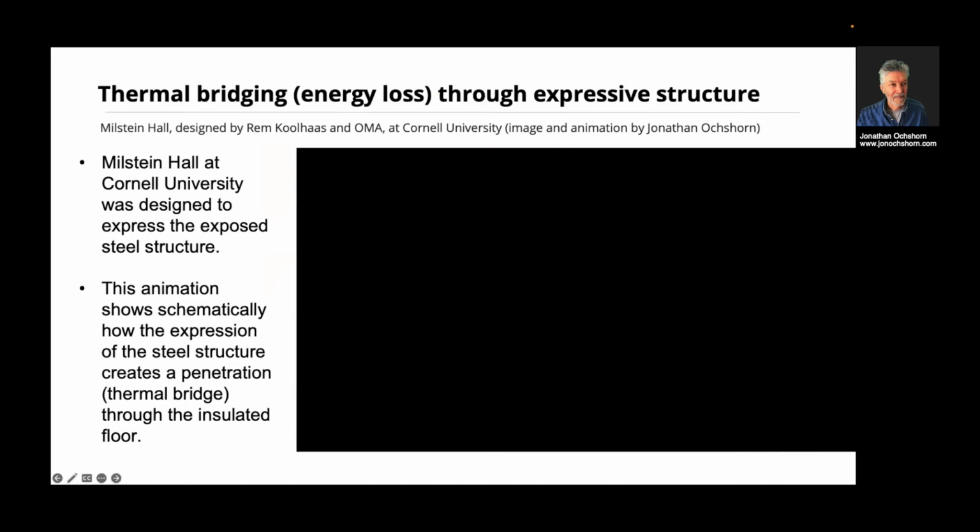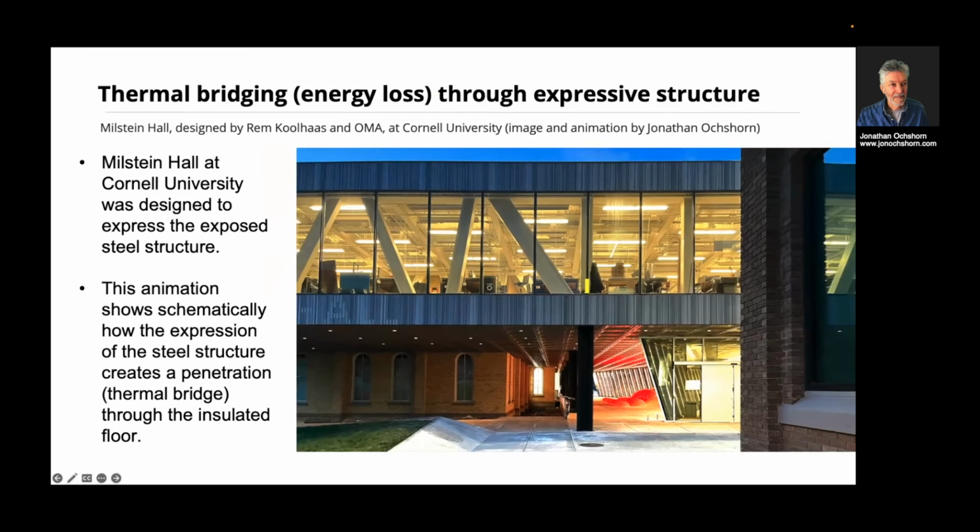Milstein Hall was also designed to express the exposed structural steel. And here's another great animation that I have made, which shows how the expression of the steel structure creates penetration, another thermal bridge, right through the insulated slab. And these are huge steel columns. There's a huge surface area. Steel, as you know, is a really wonderful conductor. It does a really good job of losing all of that heat or coolness, depending on the season. So it's a complete violation of any idea of continuity of the thermal control layer. And there's a lot of other thermal bridges in Milstein Hall that are not necessarily related to the structure, but this one is related to the structure.